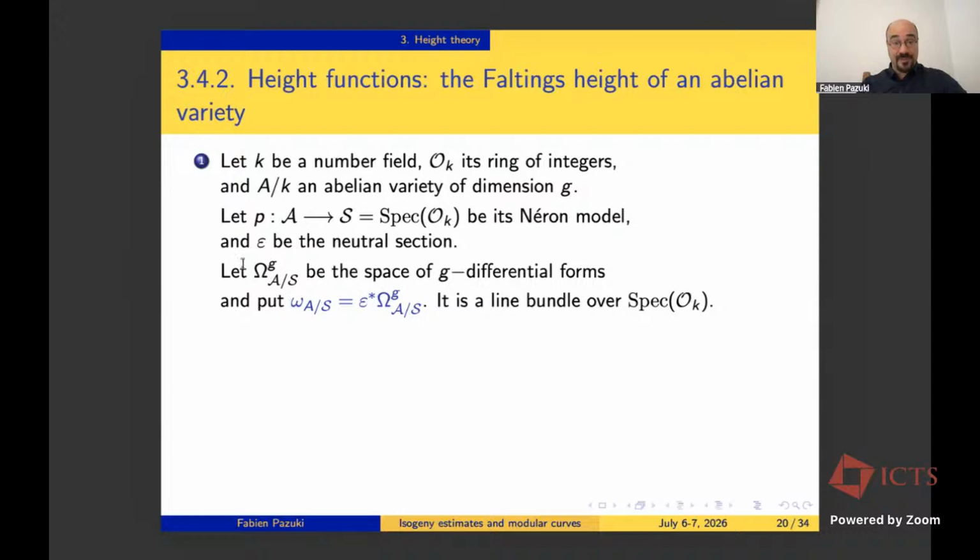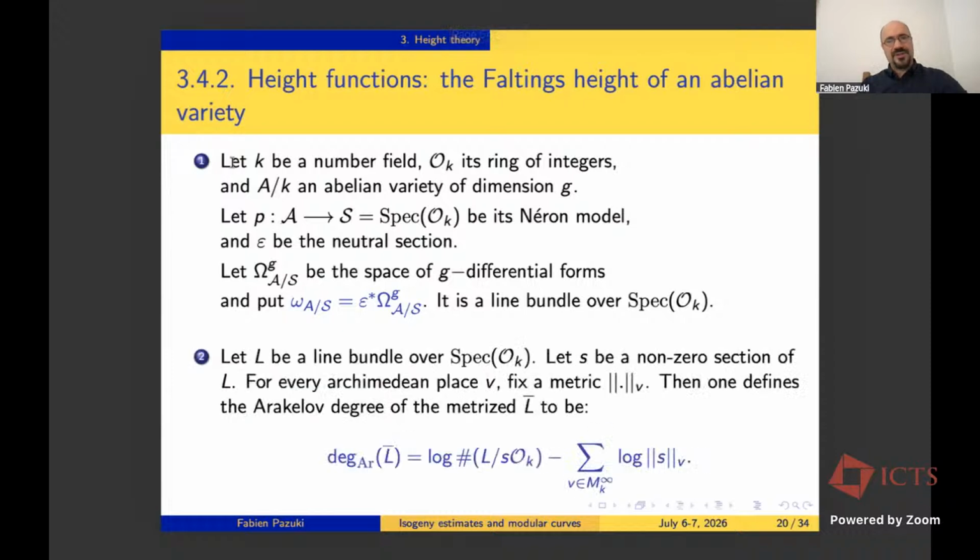this interesting line bundle over A. That's the tradition. So this is the first part of this slide. We try to focus on something that is intrinsic to the abelian variety. Now, the second part of this slide is if you give me any line bundle over spec OK, and if I'm allowed to pick a non-zero section S of L, then I would like to do two things.